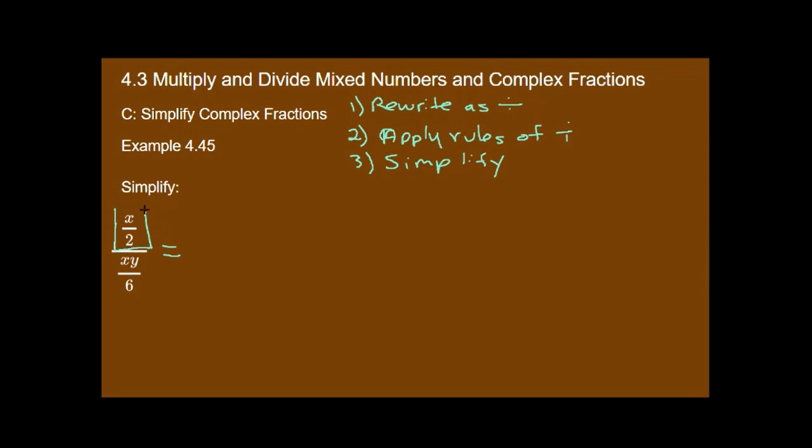If you need to, put a box around your fractions that are inside the fraction. Okay, so x over 2, divided by xy over 6. So we rewrote it as a division problem. Next, we're going to apply the rules of division. So if I'm dividing this fraction by this fraction, even though it has variables, I'm going to rewrite it as a multiplication problem using the reciprocal of xy over 6.